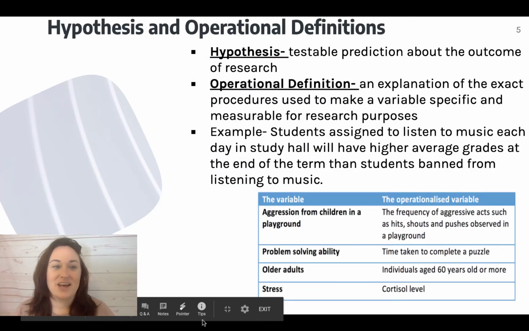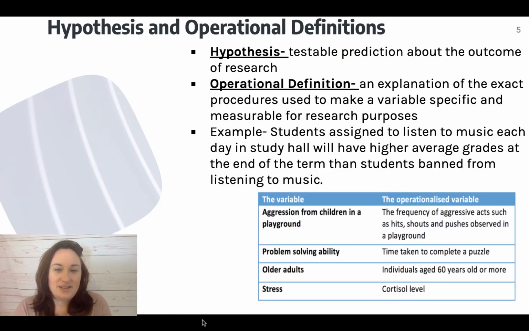That's a big reason. So a hypothesis, I'm sure you're familiar, is a testable prediction about the outcome of your experiment. So in order to create a good hypothesis, a good research experiment, and a good research experiment can be replicated. So in order to do that, one must operationally define all of the variables.